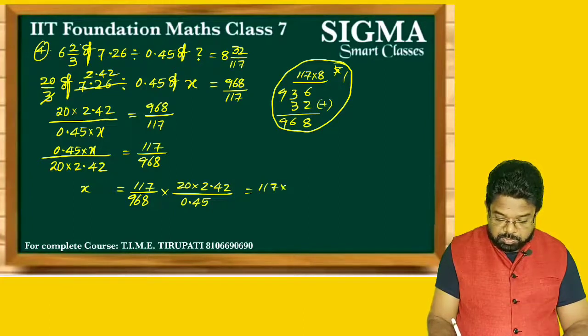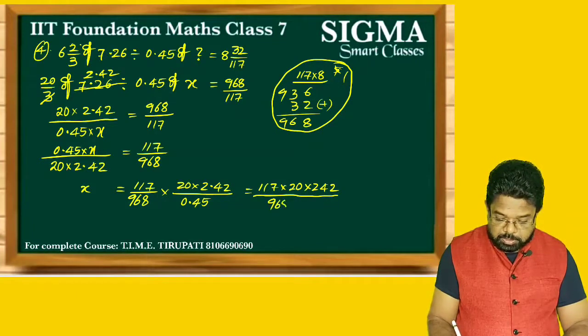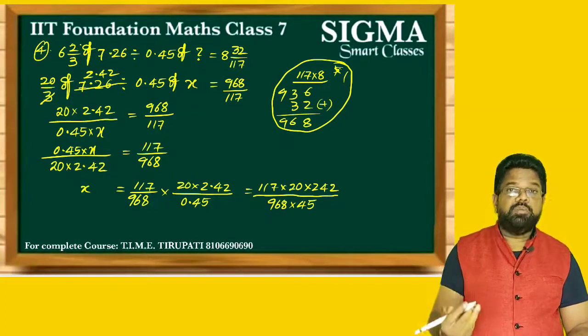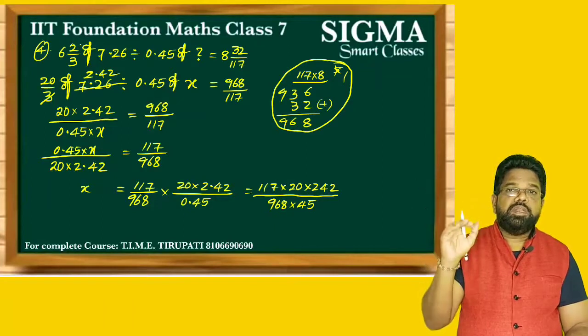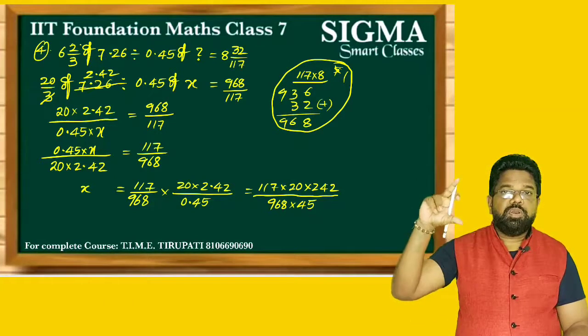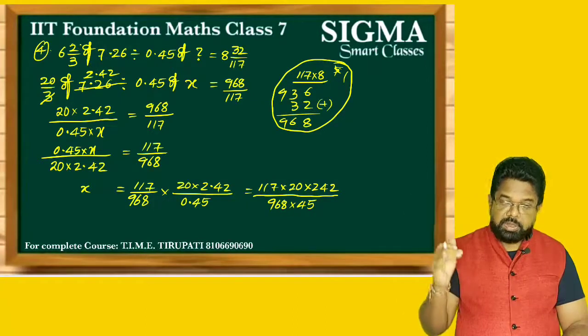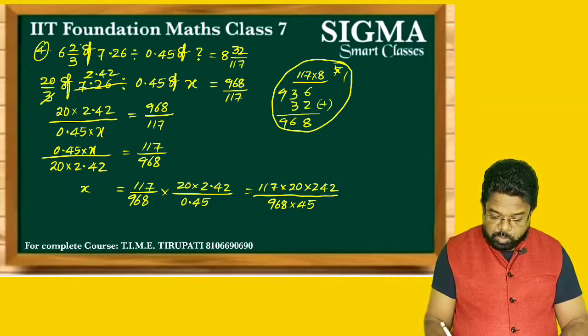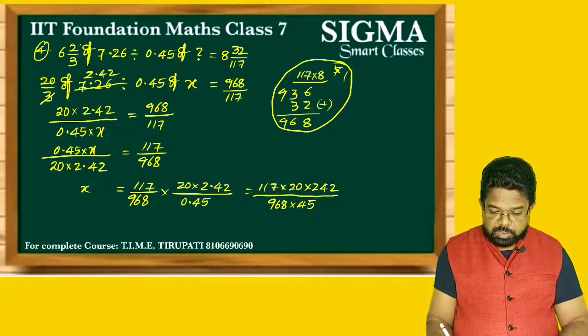What we get is 117 into 20 into 242, divided by 968 into 45. Why can we remove the decimal? After the decimal, in the numerator 2 digits and in the denominator also 2 digits, an equal number of digits, so you remove the decimal in numerator and denominator and take the numbers as they are. Now cancel the terms. Which terms get cancelled, you have to do carefully.